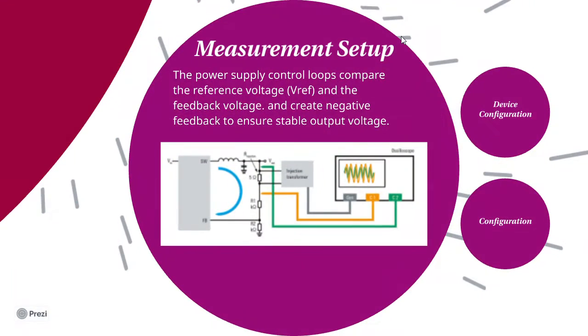Measurement setup. The power supply control loops compare the reference voltage to the feedback voltage and create negative feedback to ensure a stable output voltage. For a control loop response test, it is necessary to insert an error signal across a frequency band into the control loop feedback path. To insert an error signal, it is necessary to incorporate a small resistor in the feedback loop. The 5 ohm insertion resistance shown in the figure is negligible compared to the impedance of R1 and R2.